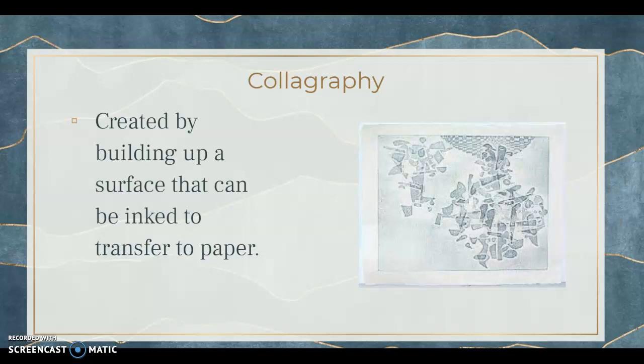Collagraphy. This is created by building up a surface that can be inked to transfer to paper. You can see this in the example I provided to the right. You can see that this is ink to transfer to paper because of the different variations of color and different shapes provided. This is an example from Glen Alps, and it's called Roll Up Number 2, and it is seen in the textbook as well.